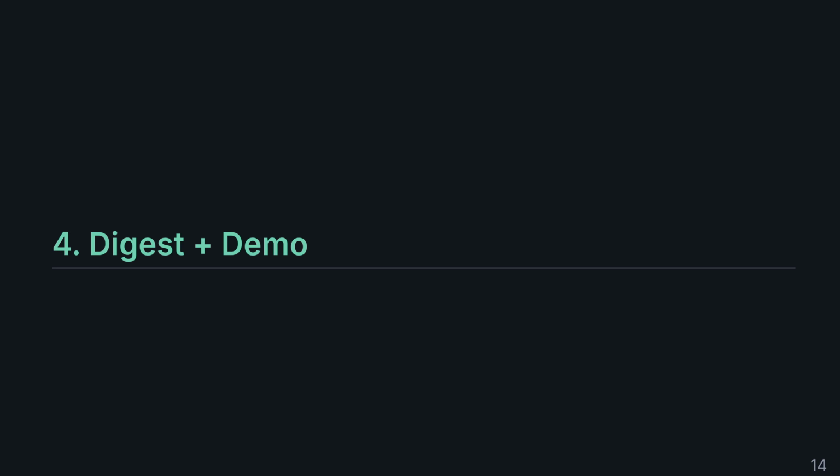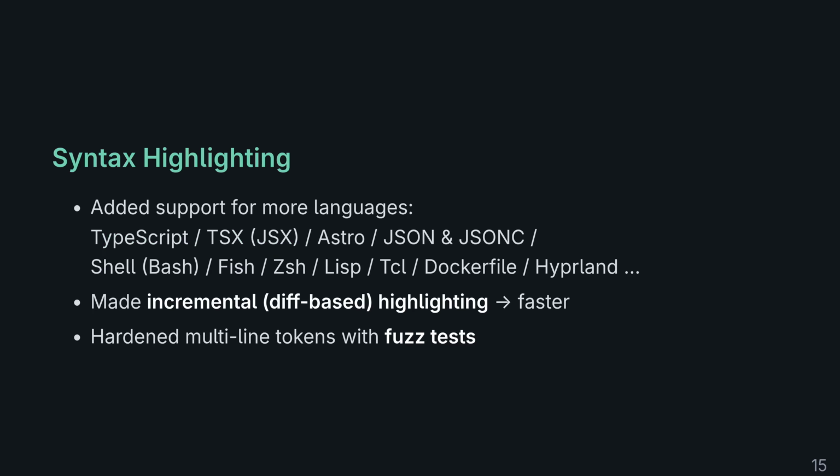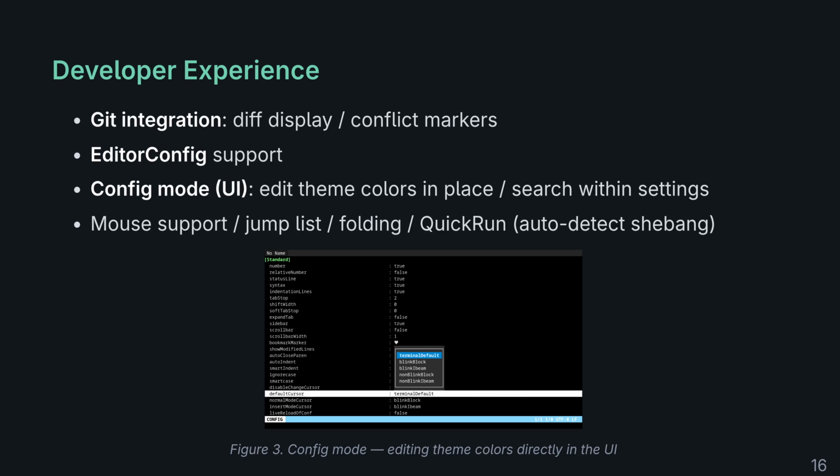Alright, a quick digest of everything else, and then a demo. On syntax highlighting, I added a lot of languages, but the count of languages isn't the interesting part. The key engineering point is that syntax highlighting is now incremental. When you type, it doesn't re-tokenize the whole file. It only reads what actually changed, so it stays fast even in large files.